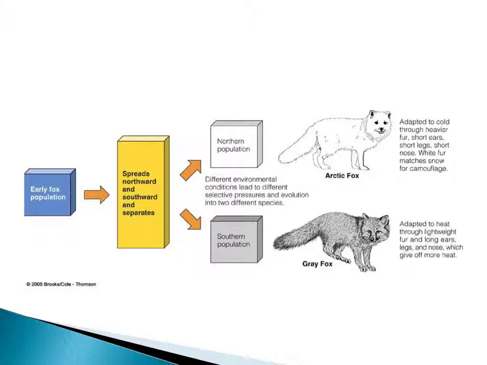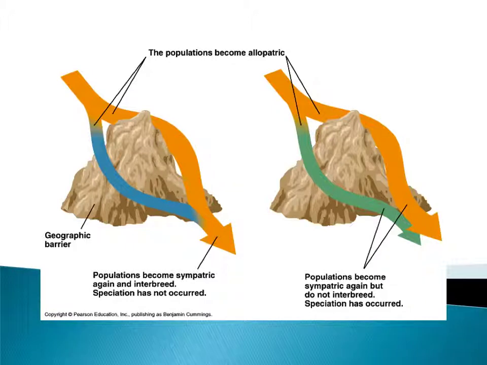The one that went south was the gray fox. It adapted to the heat through lightweight fur and long ears, legs, and nose, which gave off more heat. The ones that were adapted to the heat in the south, the ones that had the genes that could help them survive, were able to reproduce, and they just kept reproducing over many generations. Eventually, if that Arctic fox and gray fox got back together, they would not be able to reproduce together because of these differences.